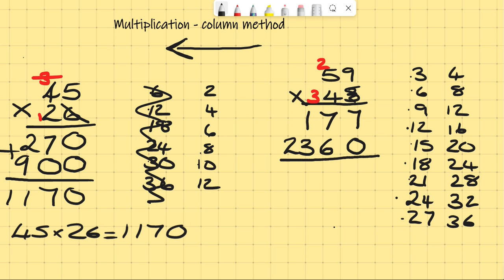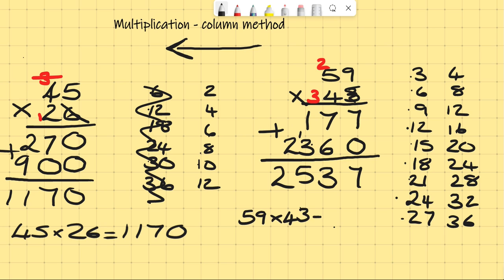So we've finished multiplying now. Now we need to add up. So 7 and 0 is 7, 7 and 6 is 13, 3 down, carry the 1, 3, 4, 5, add the 2. So 59 times by 43 equals 2,537.